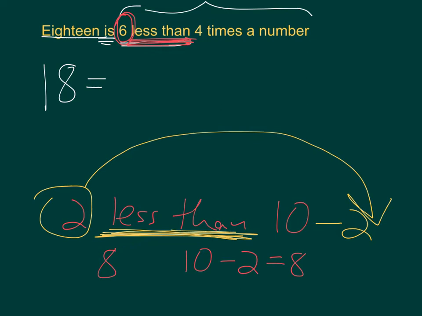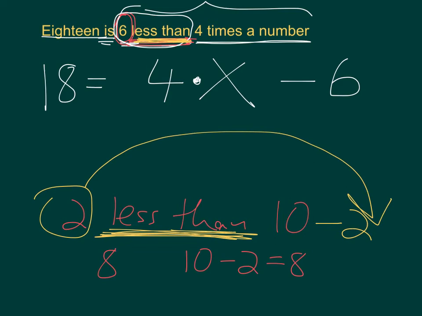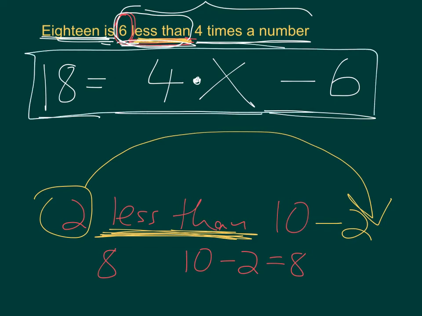So we're going to have to do the same thing up here. 6 less than means minus 6 goes at the end. Anytime you see the words less than, it means minus that thing at the end. Now we just have to put in 4 times a number. We don't know what that number is, so it's just going to be 4 times a variable. And we have our expression. 18 is 6 less than 4 times a number. And that is our equation.